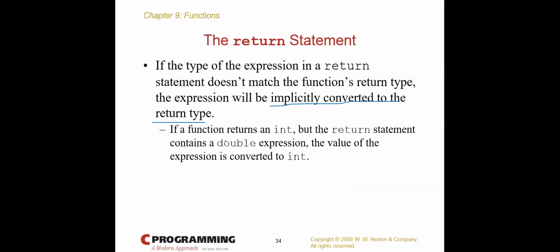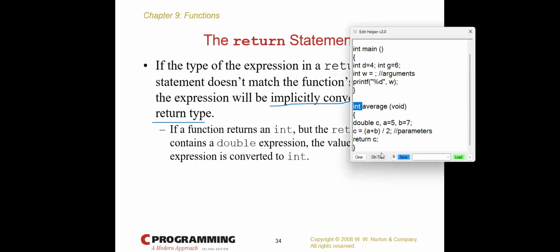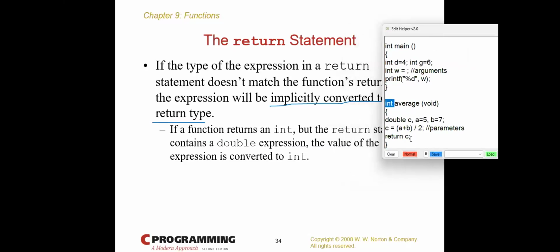Okay, here is the explanation. If a function is asked to return an integer, but the return statement contains a double expression, C is a double, it's returning C, which is a double. The value of C is forced to become the type of the return, which is int.